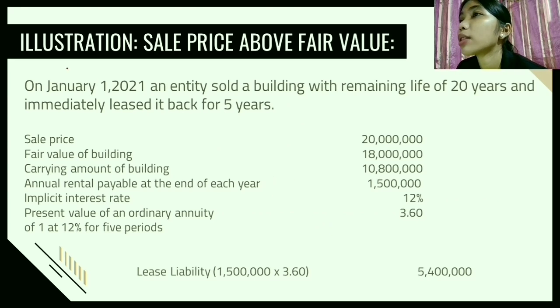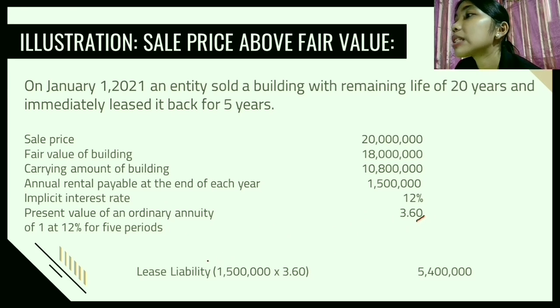On January 1, 2021, an entity sold a building with a remaining life of 20 years and immediately leased it back for 5 years. Our sale price is 20 million. The fair value of our building is 18 million. The carrying amount of our building is 10,800,000 pesos. And the annual rental payable at the end of each year is 1,500,000 pesos. Then, our implicit interest rate is also given, which is 12%. And then, the present value of an ordinary annuity of 1 at 12% for 5 periods is 3.60.